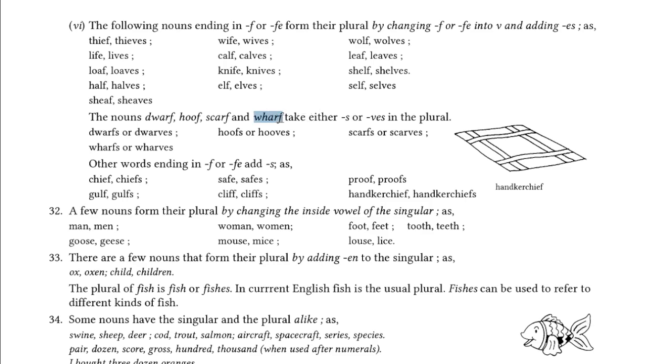Look at this word, wharf. Wharf ends in F. There are two ways of forming its plural. One is by adding S, and the second by adding VES. Wharfs. Now there are some other words that end in F or FE, like chief. We would simply add S to form its plural, chiefs. Gulf. We would simply add S to form its plural, gulfs. Safe ends in FE. We would simply add S to form its plural. Cliff ends in F. We would simply add S.